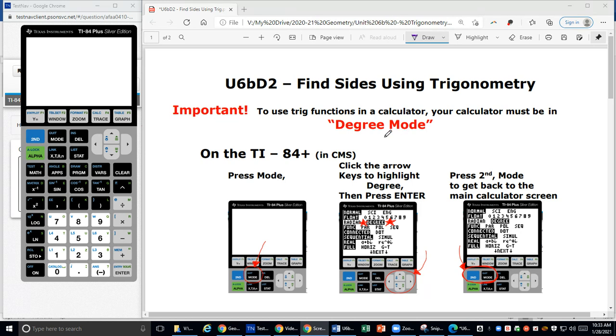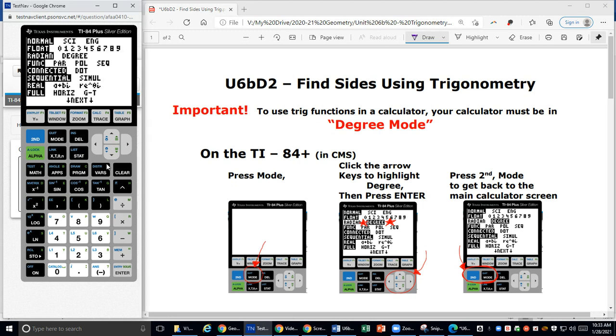So since the last video, I had closed my calculator and I opened it back up. So I am going to make sure that it's still in degree mode, which since I closed it, it's not going to be. So I'm just going to come over here and click on mode, arrow down and then over to degree, and hit enter. And now I can see degree is highlighted. I'm going to hit second and the mode button again to quit back to my main screen. Again, we have to make sure every single time that we are in degree mode.